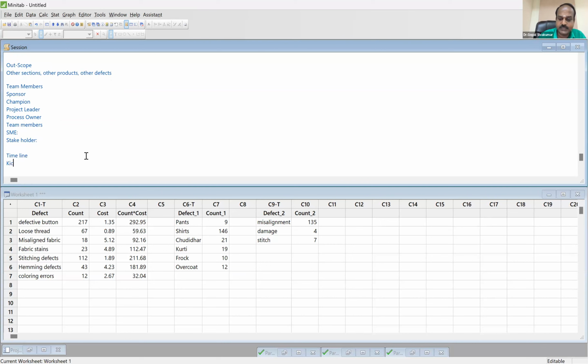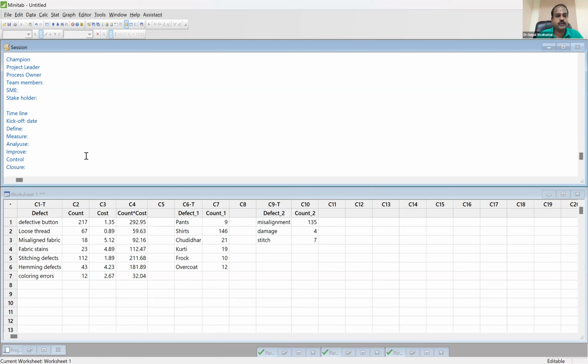Timeline, the first thing is kickoff, project kickoff. When exact date, you can specify the date here. Then when is the define getting over, exact date. When is the measure getting over, exact date. When is the analyze getting over, and when is the improve getting over, and when is the control getting over. And finally, your closure and celebration, right? So you need to specify exact date.